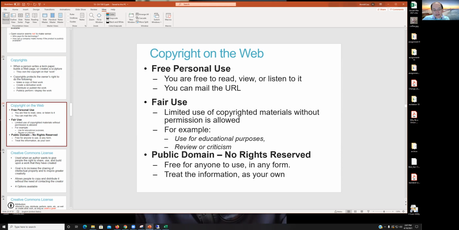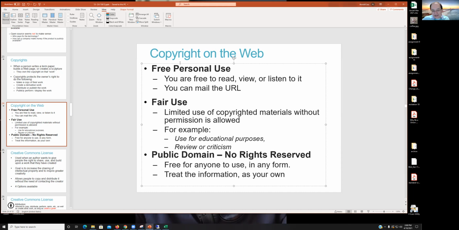So you can do this, right? You can read it, view it. Let's say it's a piece of audio, then you can listen to it, okay? And so that's called free personal use, right? Fair use, right? This is something generally you can go ahead and use, let's say for educational purposes, review or criticism, right? If it were me, I would say for fair use, you should still give credit to where you sourced the material from. But this is the idea of fair use, okay?